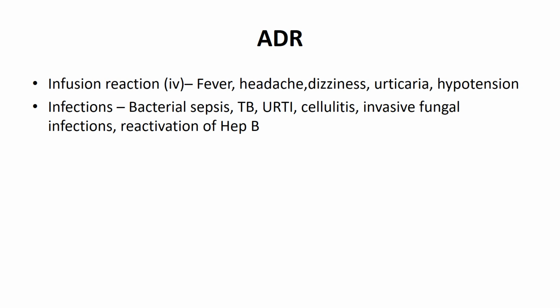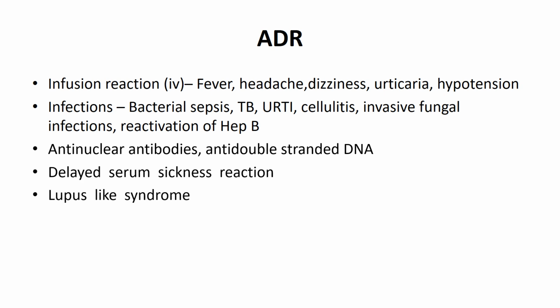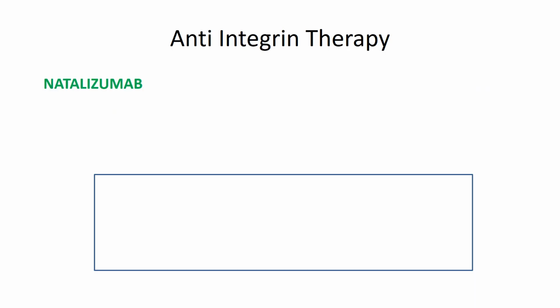Infections, as it is given IV or sub-Q injection, there is a chance for infection like bacterial sepsis, TB, upper respiratory tract infections, cellulitis, invasive infection, fungal infections, reactivation of hepatitis B, and activation of anti-nuclear antibodies, anti-double stranded DNAs, which will precipitate SLE like symptoms, delayed serum sickness reactions, lupus like syndromes, and also it can lead to acute hepatic failure, demyelinating disorders and hematological infections.